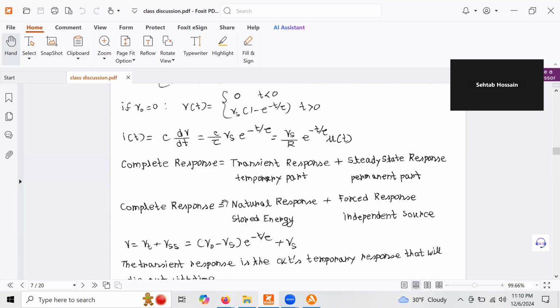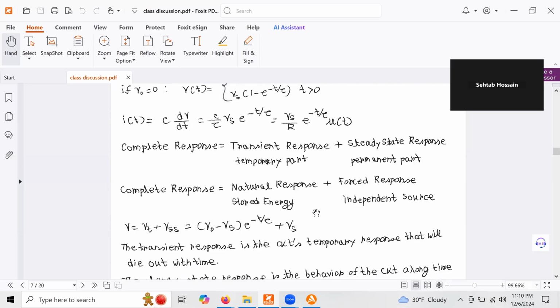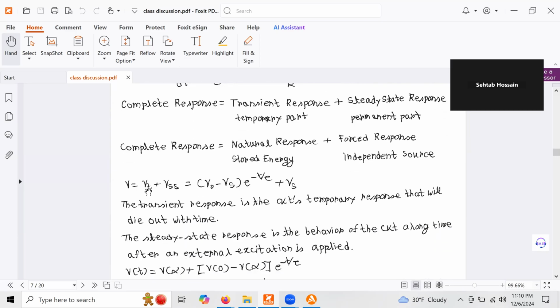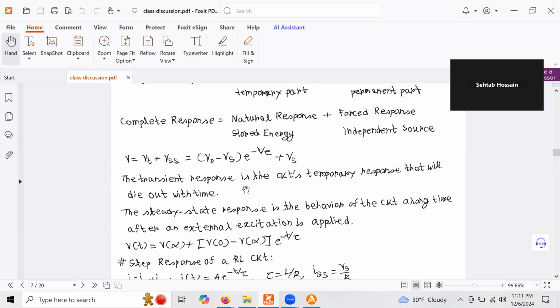The transient response or step response, which we also call the natural response, and the forced response actually comes from the independent source, and it will be the permanent response. So here we call it v(t) plus Vss. Vss is my permanent response or forced response with the independent source. v(t) is the transient response or temporary response. So it will be V0 minus Vs times exponential minus t over tau plus Vs. This part is the temporary response, and this part is the steady state response.